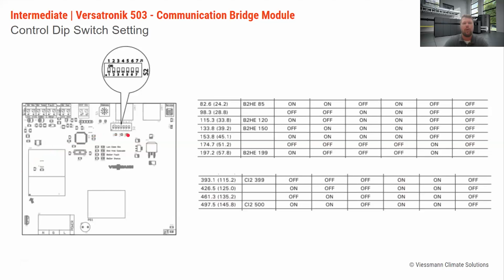The dip switches just below it, if we were going to be replacing this with a B2HE85, we would do on, off, off. If it's a 120, a 150, a 199. And then furthermore, you'll get a CI2 399, a CI2 500, the 750, 1 mil, 1.5, 2 million. Different protocols for, you could also use this with a CA3, CA3B. Although that boiler is still in current production, maybe a possibility of changing it over into a CI2 down the road. So there's a possibility to use a multitude of boilers.